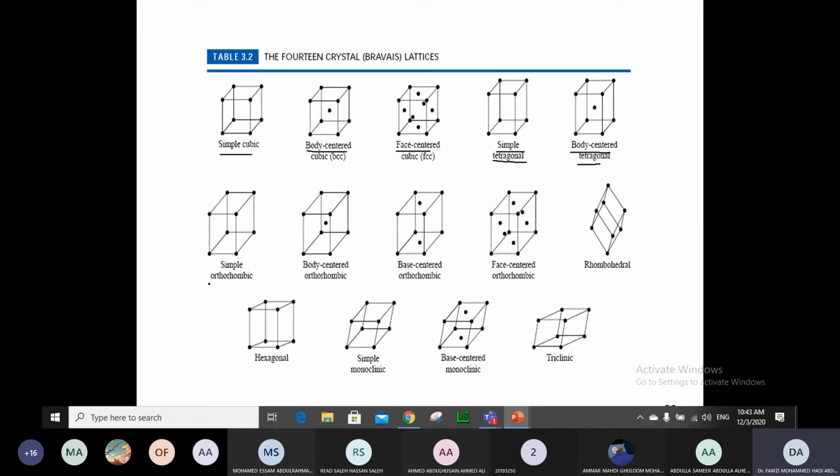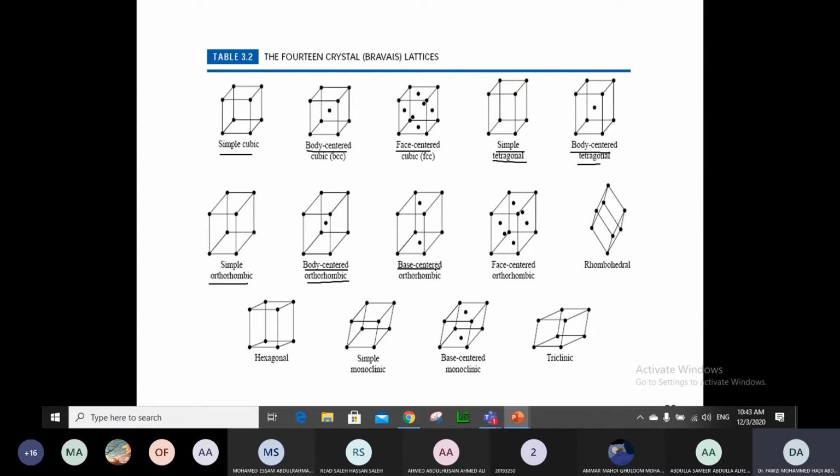Then we have the orthorhombic, simple orthorhombic. Orthorhombic is different than this in that you have those 2 dimensions becoming different. So you have this and that and this. The 3 dimensions are different. We have the body center orthorhombic. So you have a body center, you have an atom in the body.